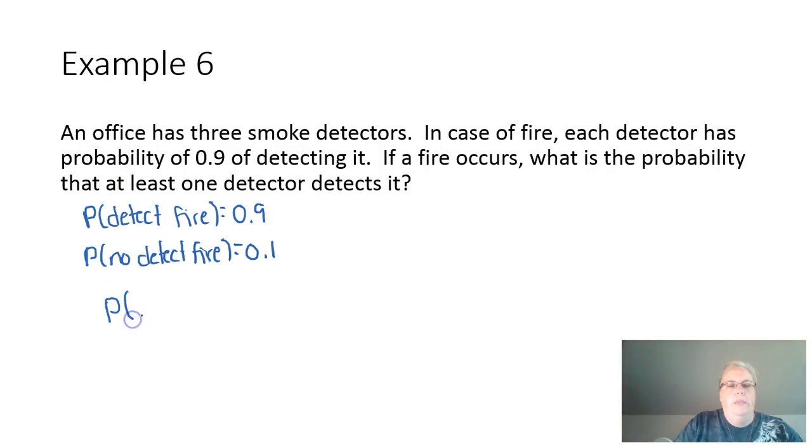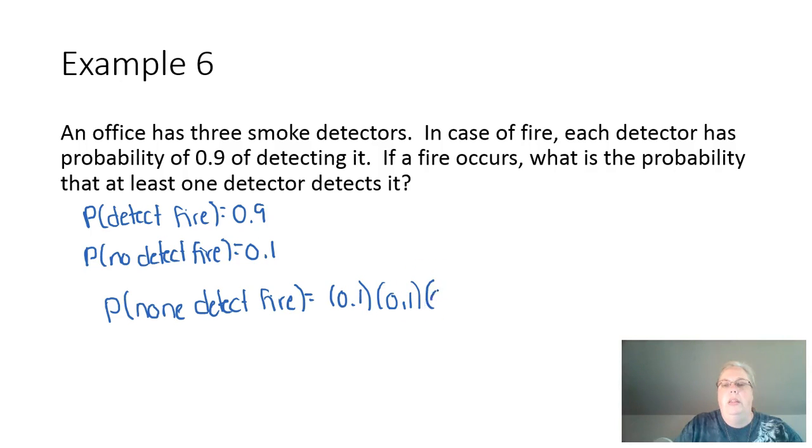Alright, so let's see. The probability that none of them detect fire. Now be careful. This is not 0.1. That's just one fire detector. We have 3 of them. So the probability the first one misses it is 0.1. The probability the second one misses it is also 0.1. And the probability that the third one misses it is also 0.1. And when we multiply these together, we get 0.001. So that's the probability that all 3 miss the fire.